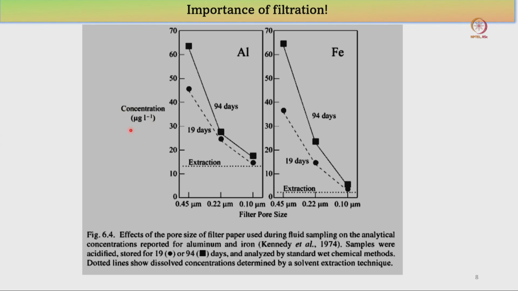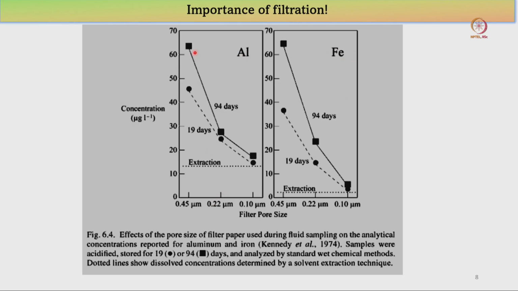We denote it in the form of microgram per liter, and on the x axis we have different filter paper pore sizes, and we want to understand what will happen if I do not filter, and if I filter with different filter paper pore sizes. Therefore, we need to understand the importance of the attention the filter paper pore size needs when we are doing our research. Two metals have been selected to show you the difference. One is aluminum and the other is iron.